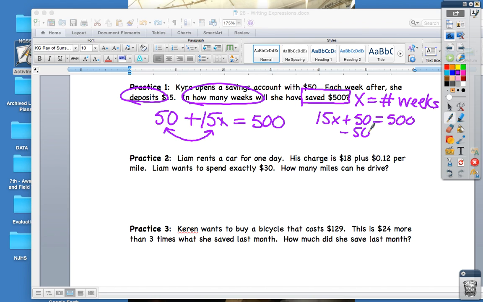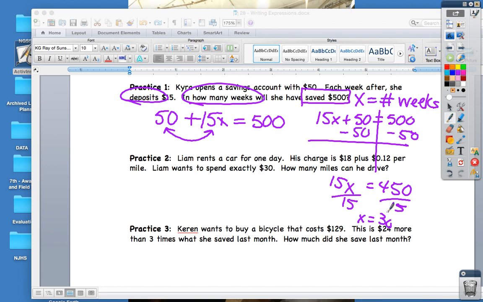So we're going to subtract 50 from both sides. So 15x cancels out, equals 500 minus 50, or 450. Divide both sides by 15. X equals 30, and we already said that's the number of weeks, so we're going to put weeks behind that. Okay, does that make sense? If I have 30 weeks and I put aside $15 a week, that's $450. Plus the $50 I started with, I'm now up to $500.